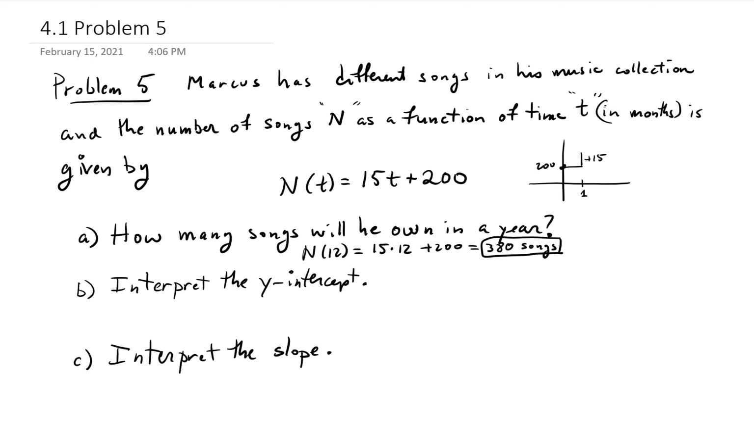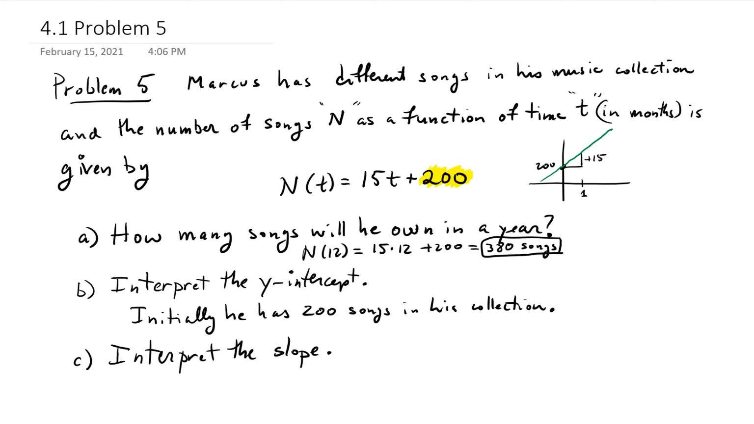Okay, interpret the y-intercept. Now the y-intercept, that is the y-coordinate of the y-intercept. So we want to give an interpretation to that 200. Well, this is initially what he has in his collection, right? Because the number of songs goes up as the number of months go by, but initially he has 200 songs. That's n of 0. So we can just write that: initially, he has 200 songs in his collection.